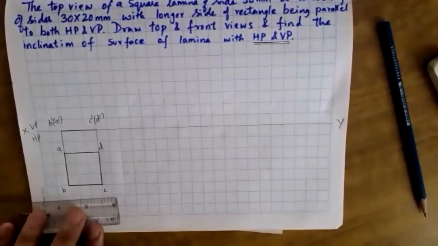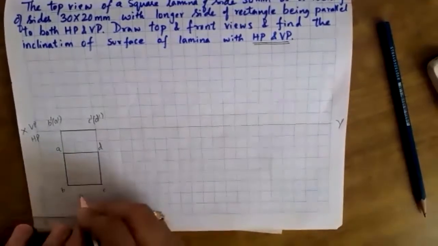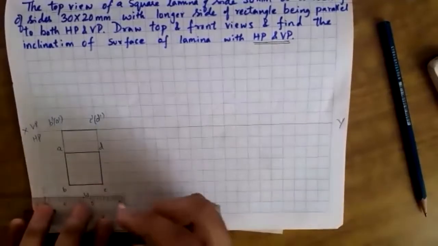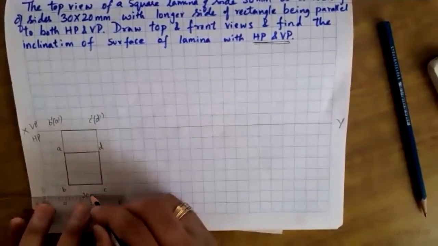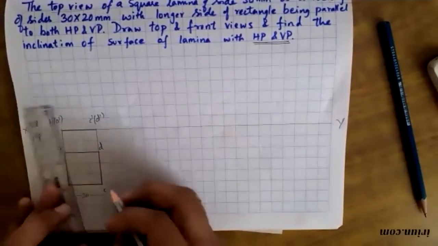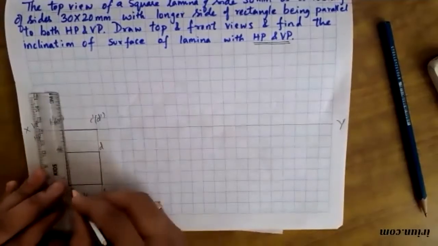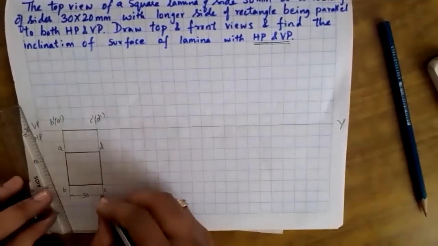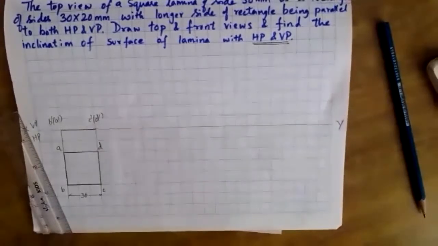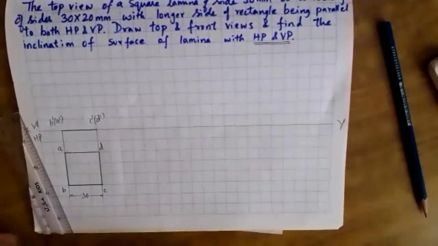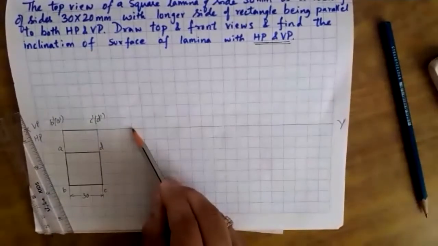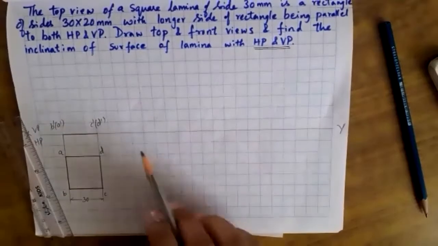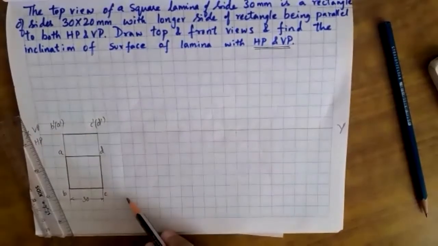Dimension it at an appropriate place. I'll dimension only 30 mm here. A square 30, I can dimension here. Dimension properly and continue. Finished? Next, there is no inclination given here, but directly the second top view is given here.